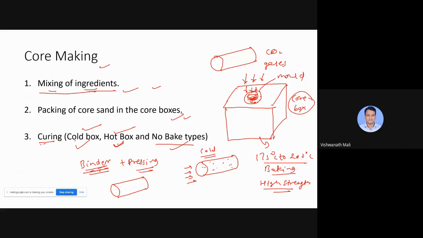So that process is known as curing. Curing means what? To get good strength. To get the good strength, we go for curing process. And there are three curing processes: cold box or hot box, no bake. Right? So these are the core making process. This is very simple, same as producing the casting.